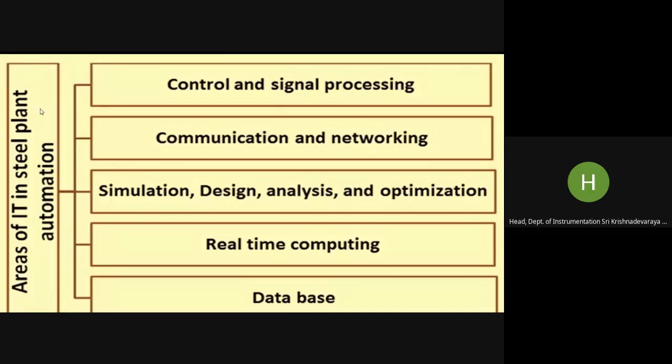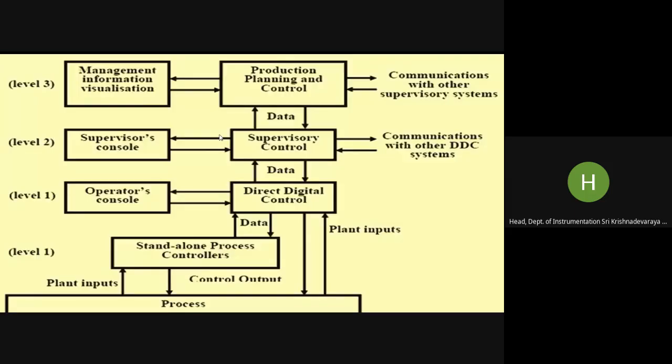So whatever may be the thing, for each area, for each unit operation, you have to do all these things and then connect it to decide the logic: what should be the logic of a standalone process controller, what should be the logic of a direct digital control, what is the logic of a supervisory control, what is the logic for production planning and control. This is how you build up the algorithm control logic based on the earlier diagram that we have seen.